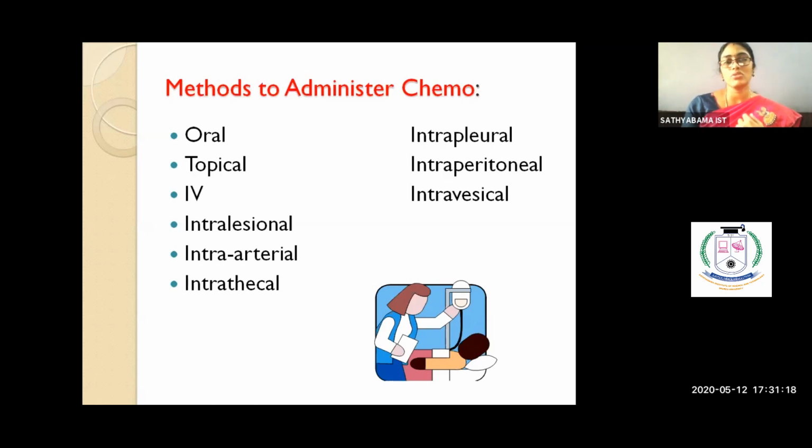Intrapleural, so pleural cavity, we all know it's there on your lung, right? So that's basically your intrapleural cavity. Intraperitoneal, that's on your stomach. So you have the peritoneal cavity, you give the chemo directly over there, and the intravesical is mainly for your urinary bladder, right? So you send in the agents directly into the bladder region. That's what the methods you have.